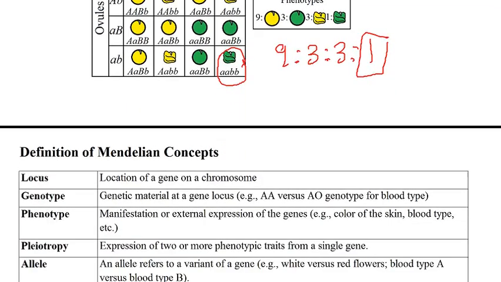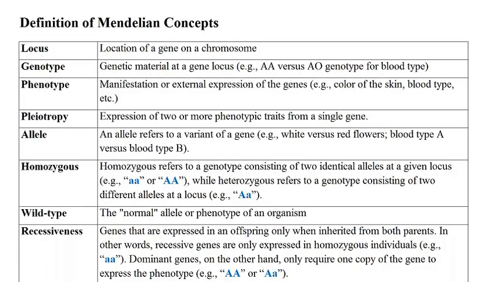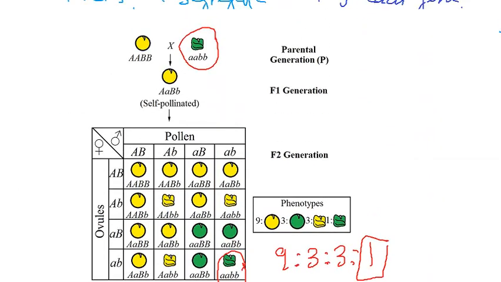Okay. So now let's go over some definitions for the Mendelian concepts. The first one is locus. This is referred to as location of a gene on a chromosome. So if you have a chromosome and this is the location of the gene for the color of the pea, for instance, that would be the locus. Then we have genotype, which is the genetic material on a given locus. Like for instance here, we are having genetic material of AABB, or uppercase A, uppercase A, uppercase B, uppercase B. So that would be the genetic material referred to as genotype, while what the genotype manifests as, like for instance round pea with a yellow color, that would be referred to as phenotype.